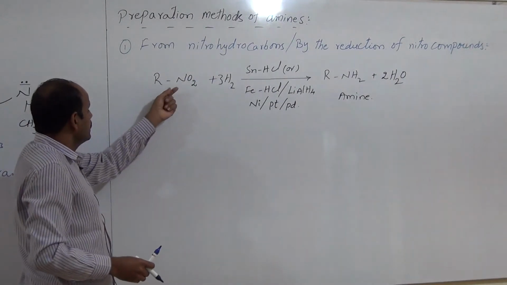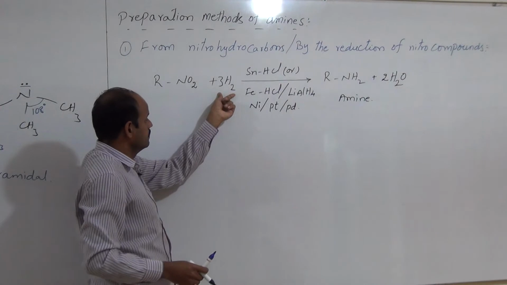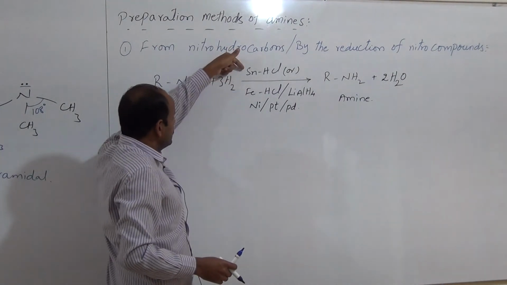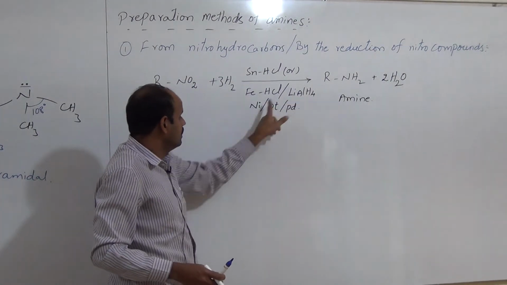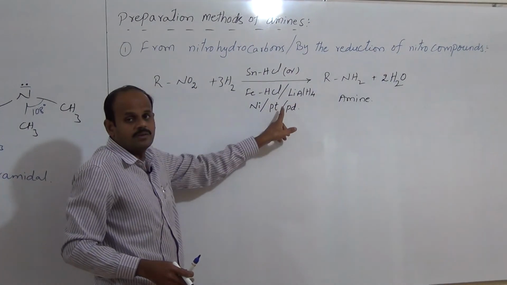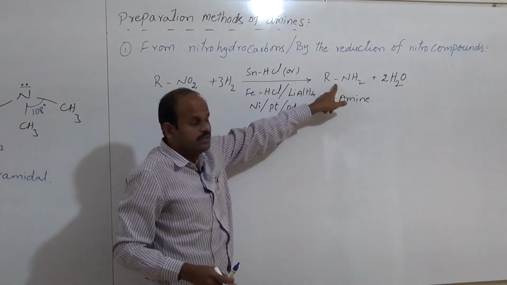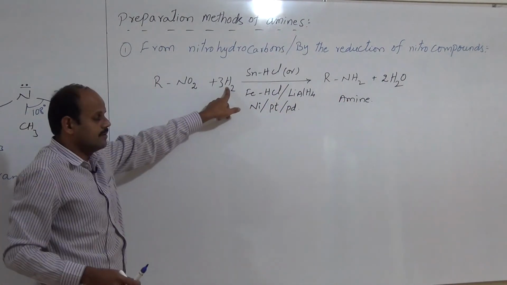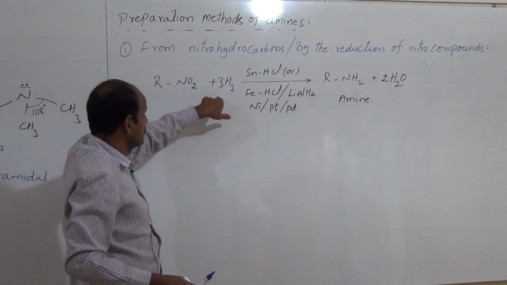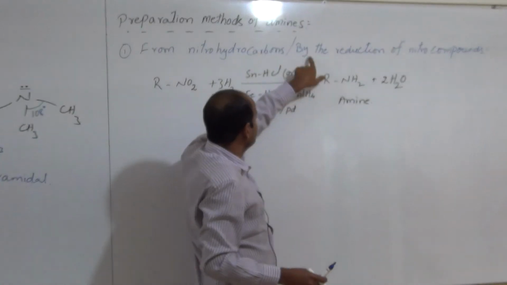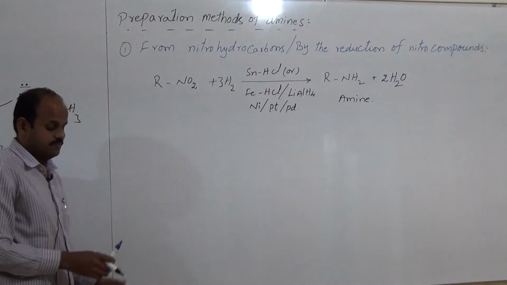Nitroalkanes or nitroarenes undergo reduction in the presence of Sn/HCl or Fe/HCl or lithium aluminum hydride or a nickel, platinum or palladium catalyst, and we get amines. Addition of hydrogen is called reduction, or removal of oxygen is called reduction. Thus primary amines can be prepared by the reduction of nitro compounds.